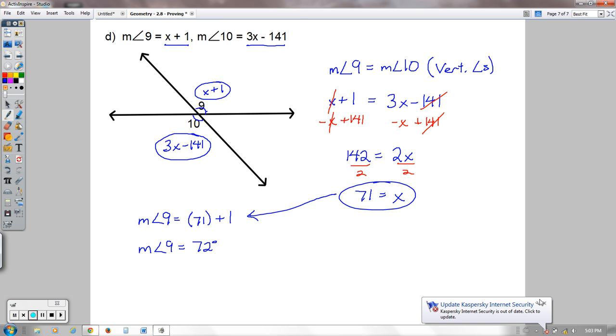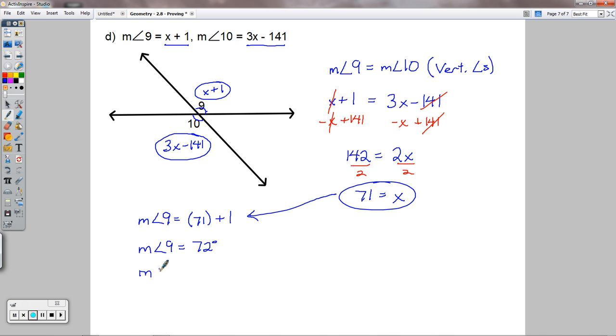Same thing is going to happen here. I've got the measure of angle 10. Let me box that in a second. Measure of angle 10 equals 3 times 71 minus 141. So 3 times 71 looks like that's 213. And 213 minus 141, if you check that in a calculator, you should get what we expected to get.